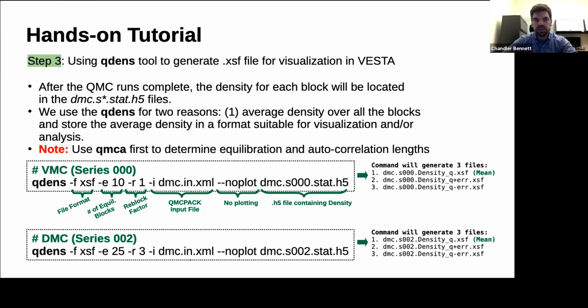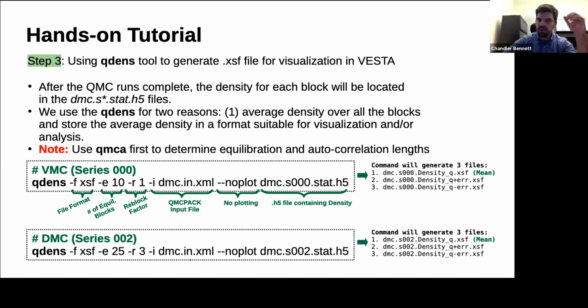Okay, and so after the QMC runs are completed, the density for each block will be located in the stat.h5 files. And now we're motivated to use the QDens tool for two reasons. First, we want to average the density over the blocks. And I guess I didn't put a 2 here, but we do want to do the average. But we also want to write to a format that's suitable for, say, visualization or analysis. And so how is this done?